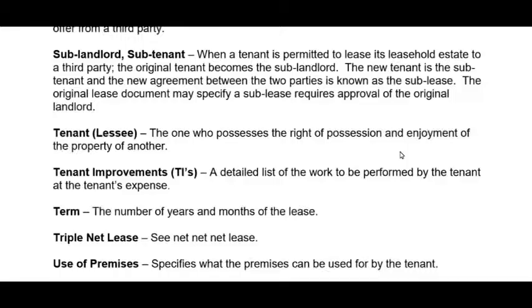Sublandlord, subtenant. When a tenant is permitted to lease its leasehold estate to a third party, the original tenant becomes the sublandlord. The new tenant is the subtenant, and the new agreement between the two parties is known as the sublease. The original lease document may specify a sublease requires approval of the original landlord.